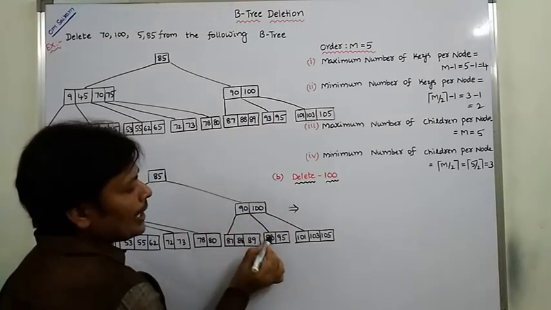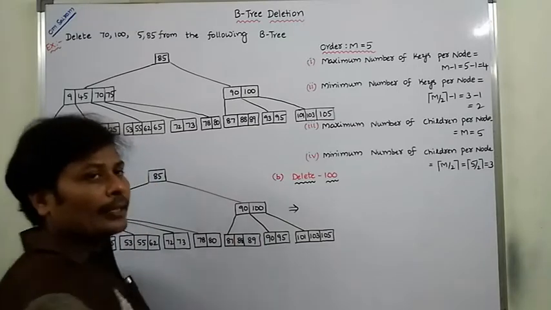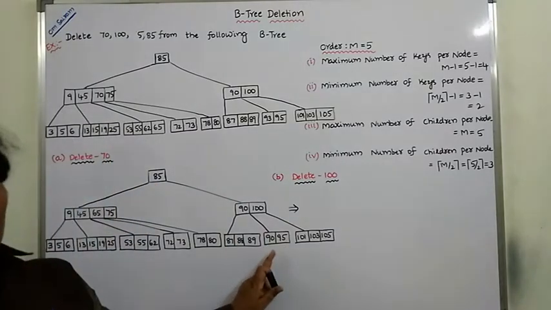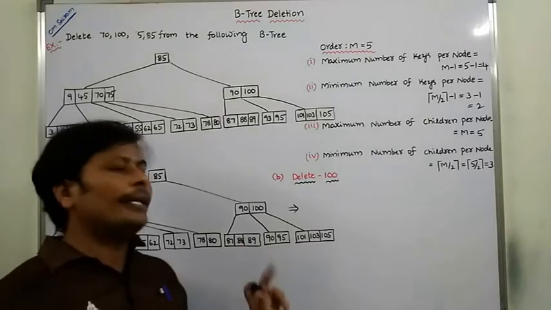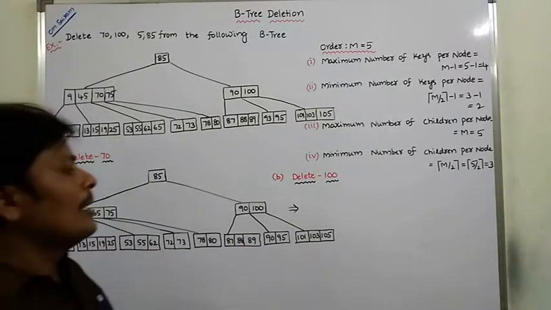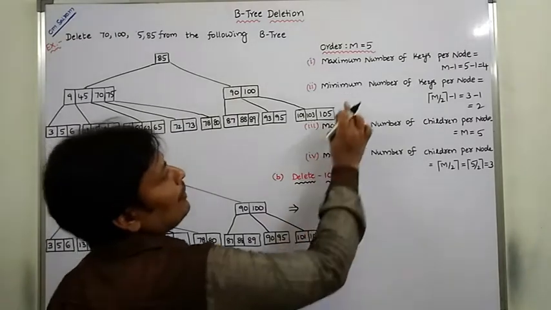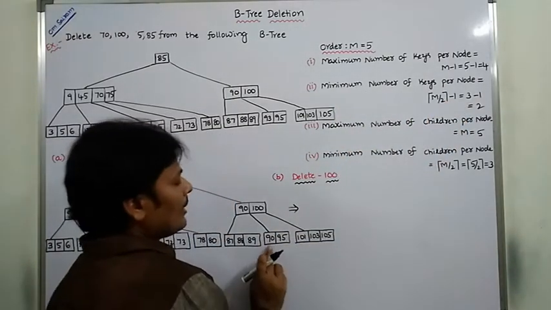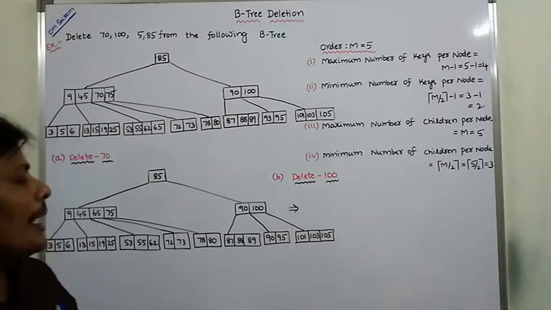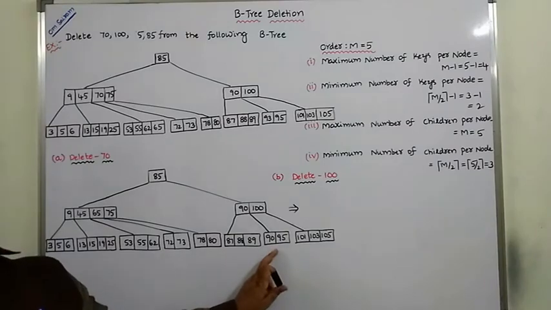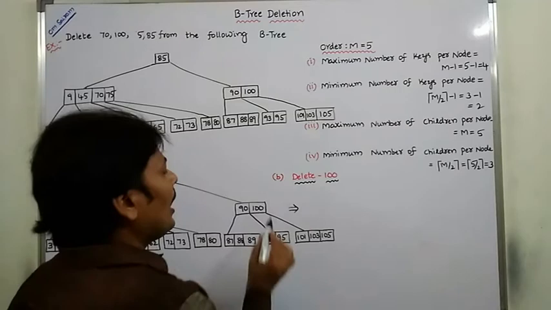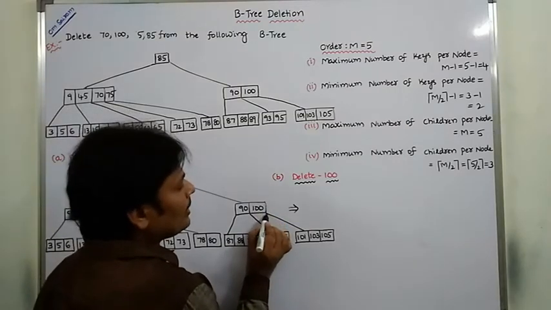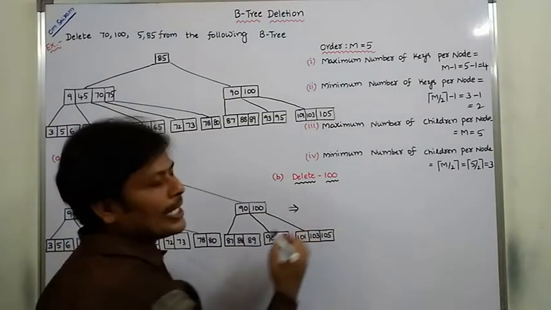The left pointer points to a subtree that contains a node with two key elements, 90 and 95. This node contains the minimum number of key elements, so it is not possible to delete from that node. Now check the right subtree. The right pointer of 100 points to a right subtree.